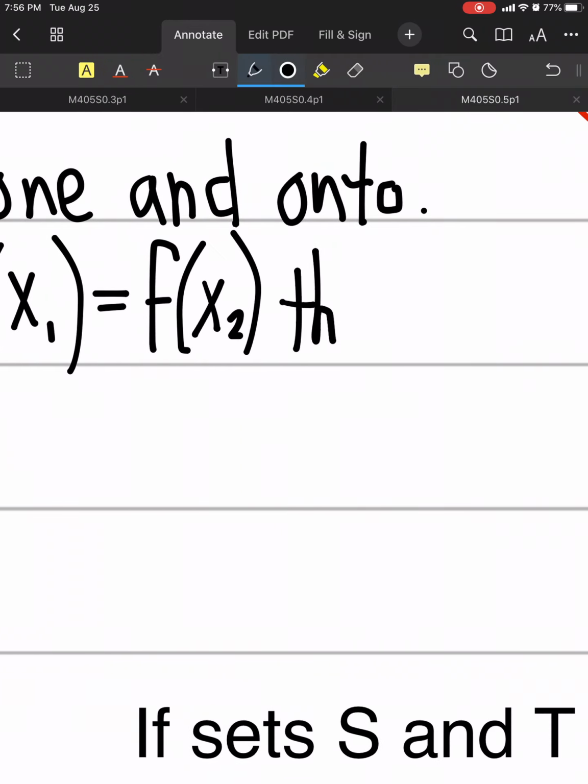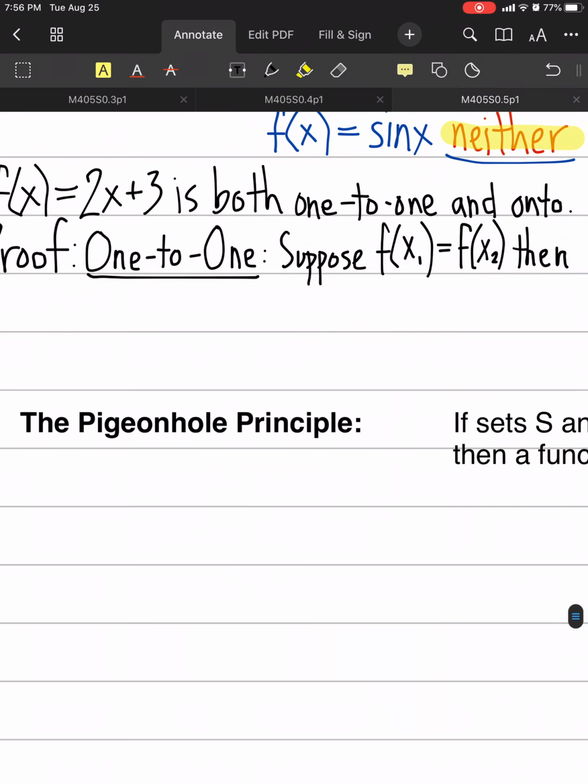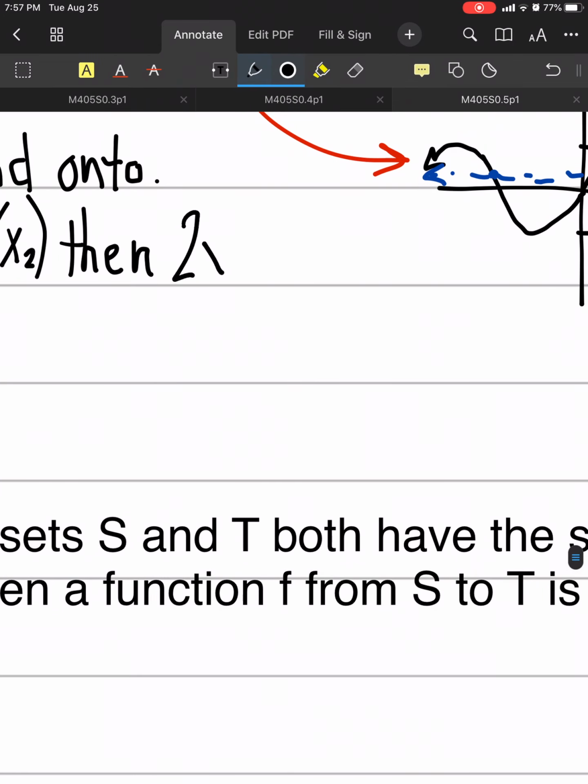Then, just based on what our function is, we can plug those in. So we get 2x1 plus 3 equals 2x2 plus 3.